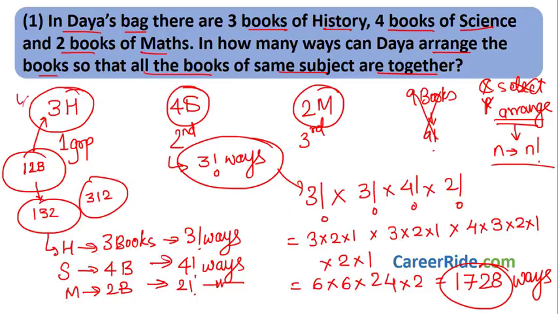So within a group also there is arrangement, and between the groups also there is arrangement, right? So we have to consider both these things. Again, when we solve more and more sums, it will become very much clearer to you. Now moving to question number 2.